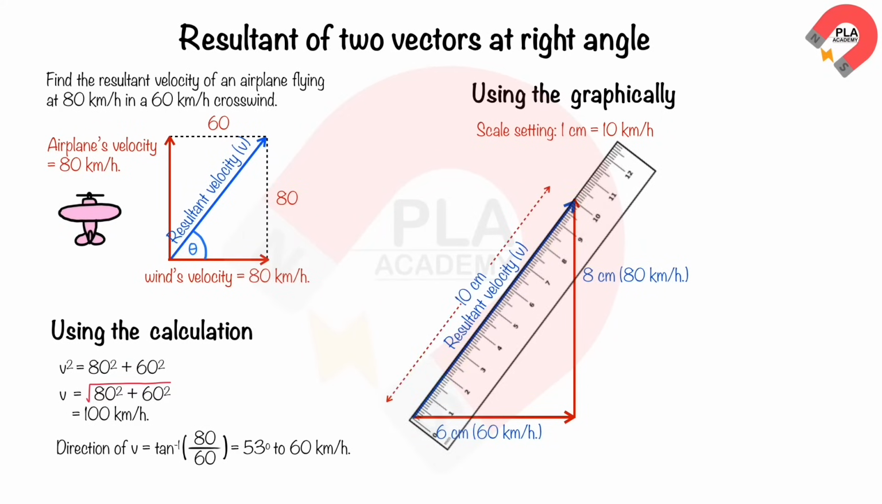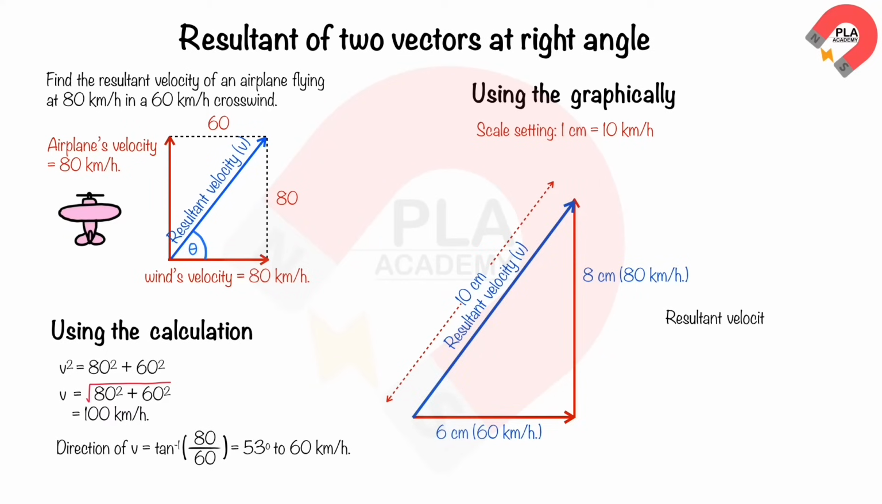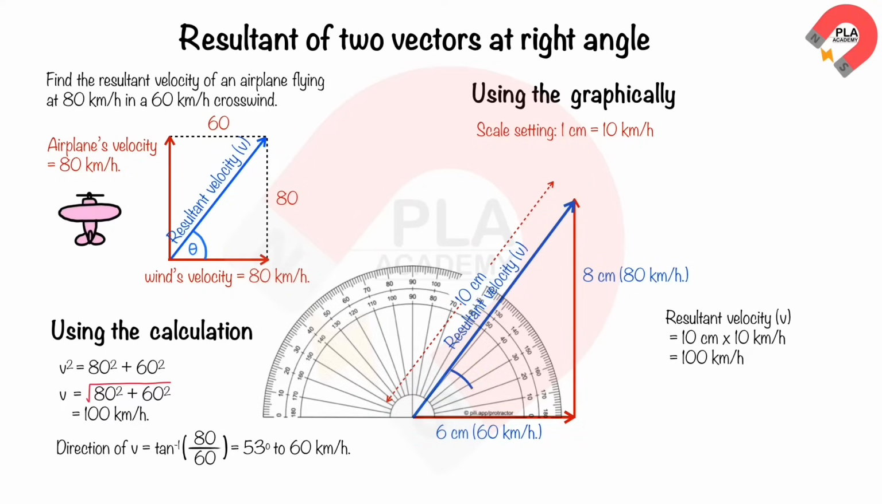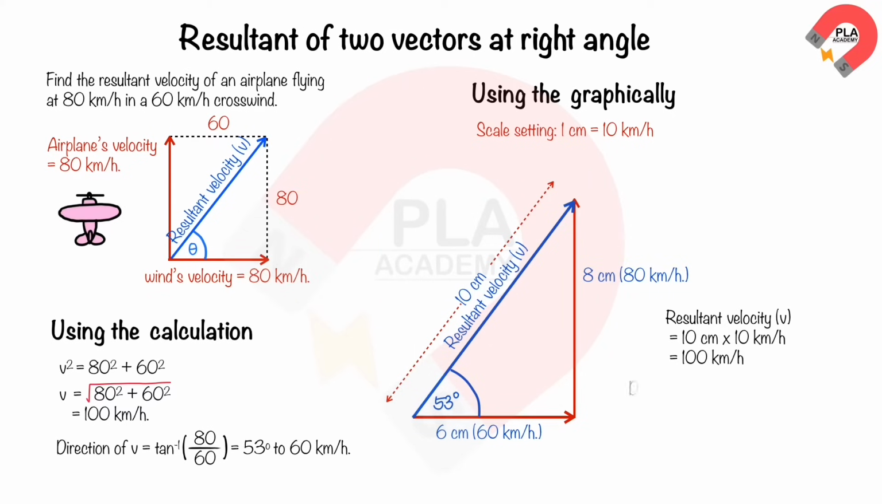Measure the length of the resultant velocity. So, the magnitude of the resultant velocity is 10 centimeters times 10 kilometers per hour, which equals 100 kilometers per hour. Measure the angle between the 60 kilometers per hour velocity and the resultant velocity. So, the direction of the resultant velocity is 53 degrees to 60 kilometers per hour.